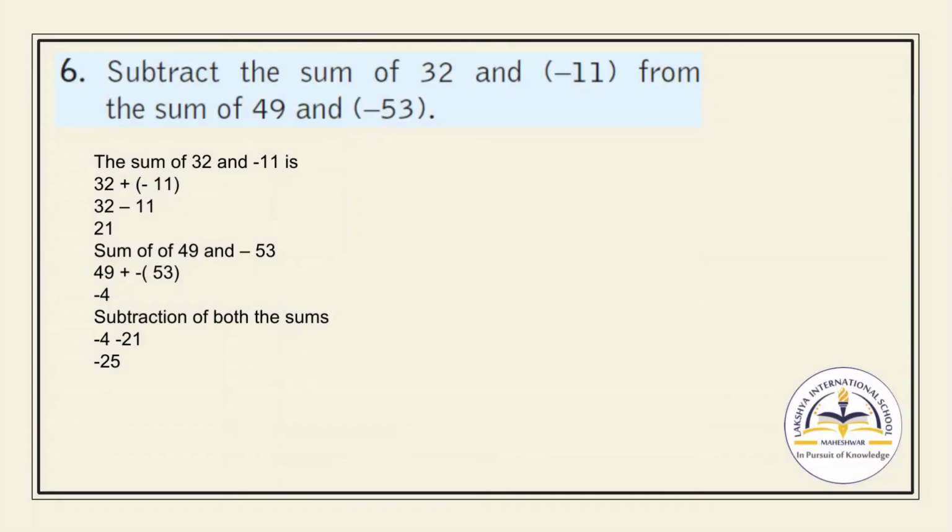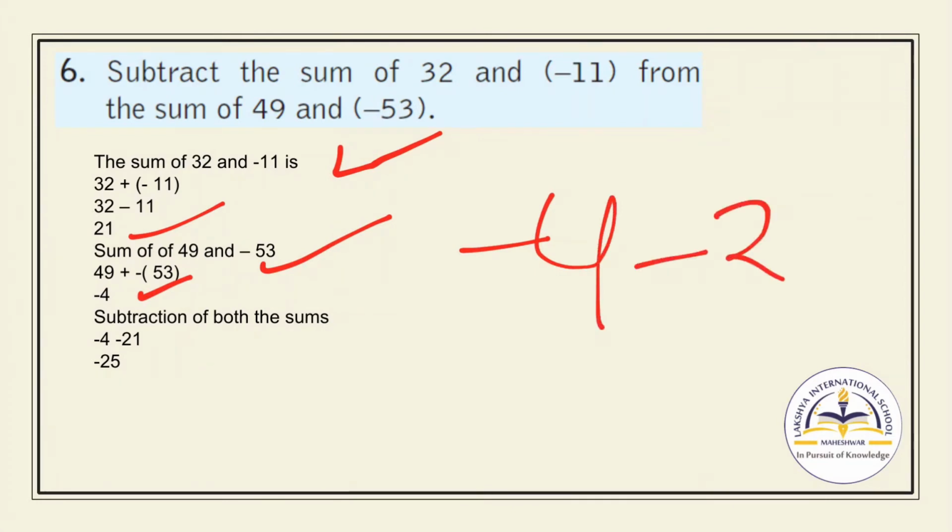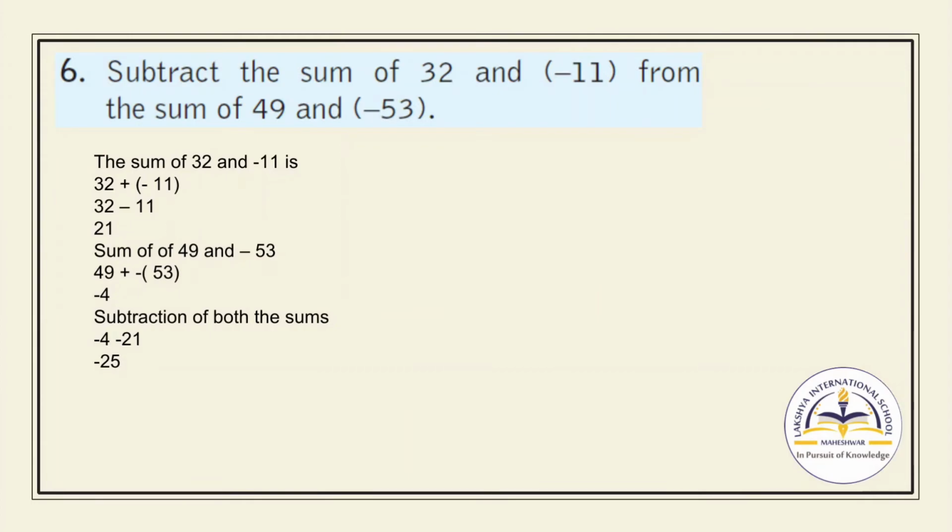Question number 6. Subtract the sum of 32 and minus 11 from the sum of 49 and minus 53. First we will find the sum of 32 and minus 11, the answer is 21. Now we find the sum of 49 and minus 53, the answer is minus 4. Now we have to subtract both the sums. So minus 4 minus 21 gives minus 25, which is our answer.